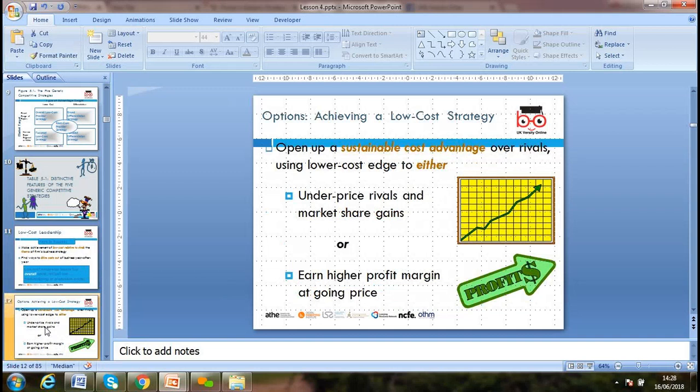Sustainable: how can we sustain it? Because if we are known as a lower-cost company, maybe other companies will follow as well. They outsource and produce in different parts of the world, like Dell computers and laptops, to obtain a competitive advantage. So we need to think about how we can do this, by doing and focusing.